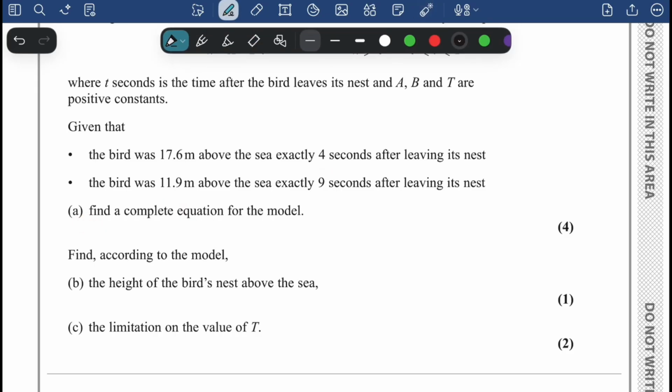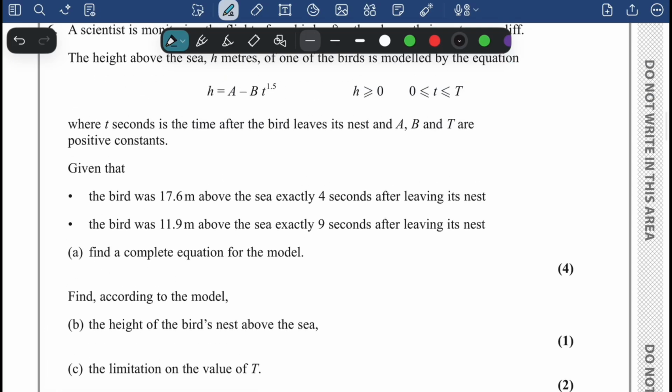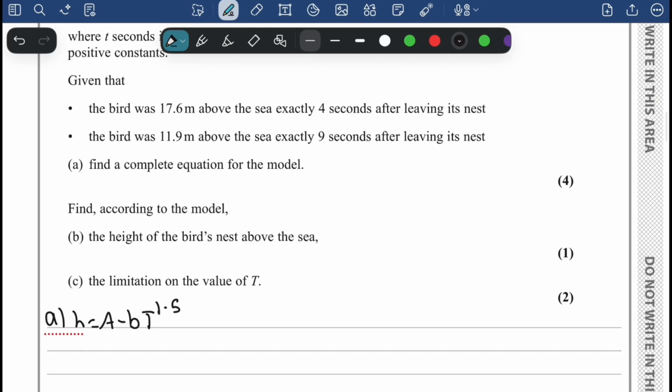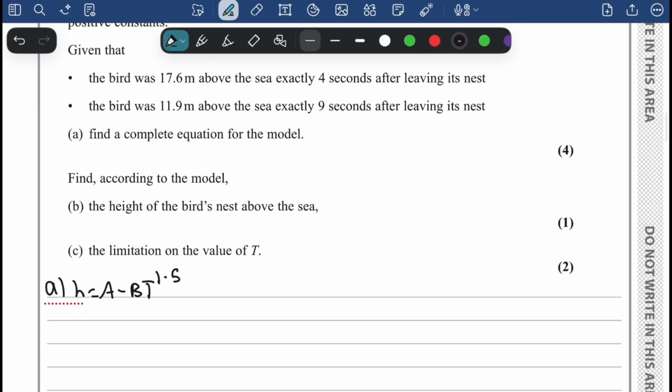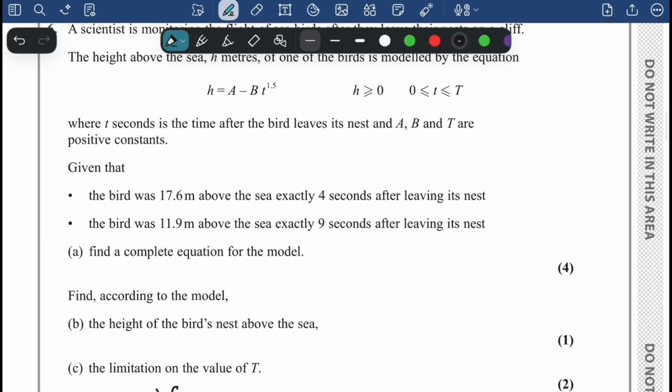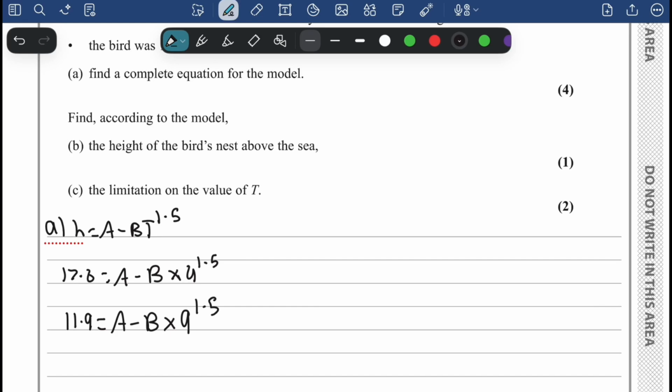Well, what I'm thinking of is we can just substitute the values we know into our equation here, which is h equals a minus b t to the power of 1.5. Right? Well, it's a capital B. Doesn't really matter, but for accuracy, right? So the height is 17.6. We don't know a, we don't know b, but we know that t is 4 to the power of 1.5. And then we do the same here. 11.9 equals a minus b times 9 to the power of 1.5.